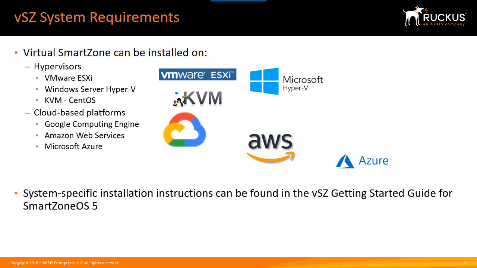In this demonstration, I'm going to be installing the Virtual SmartZone network controller on the VMware ESXi hypervisor platform. I'll be installing the high-scale version of the controller, but I'll be sure to show you where things change if you're installing on the Essentials edition.